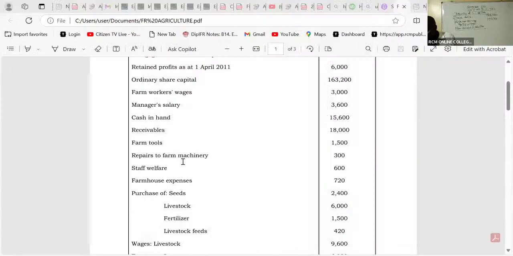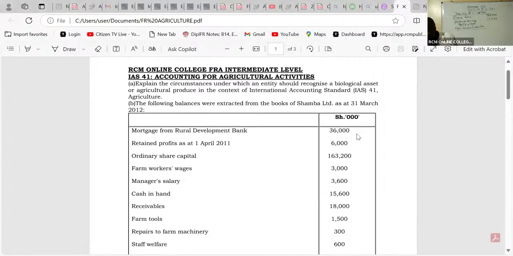If you look at your trial balance, there's a place where we have mortgage for the farm. Nothing really is happening there. Mortgage, we simply pick it. So mortgage of 36,000. We don't have any other non-current liability. So then we have the current liabilities.